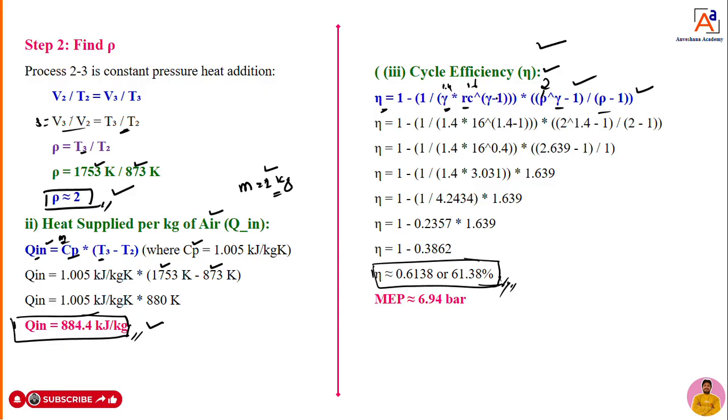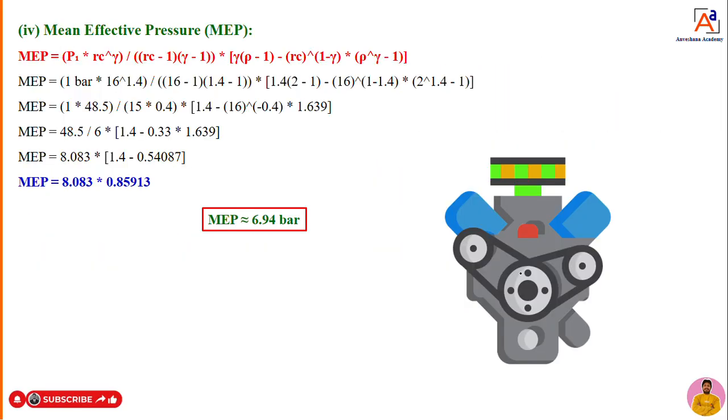The only thing, dear students, is that you have to use the derived equation and substitute all the values. Once you substitute all the values, you can calculate the value of efficiency. That efficiency is the 61.38% we have already calculated.